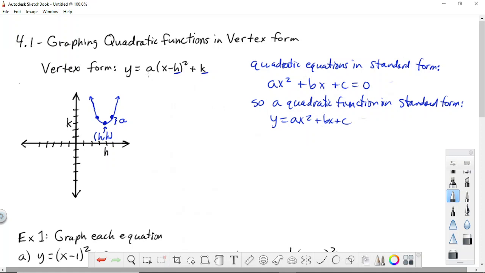Now, a is also significant for the graph. That's the number out front. And if we did multiply this out, like we talked about, and FOIL that, we would end up with a times x squared, just like you have something times x squared there, and we use the same letter a. So what is the significance of a for the graph?